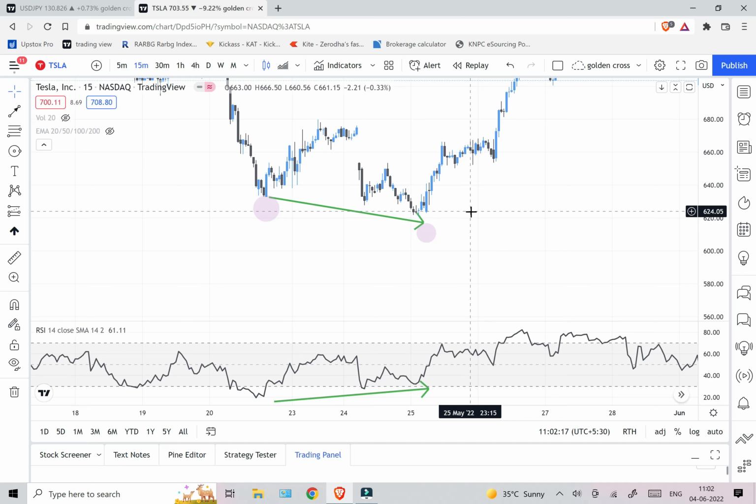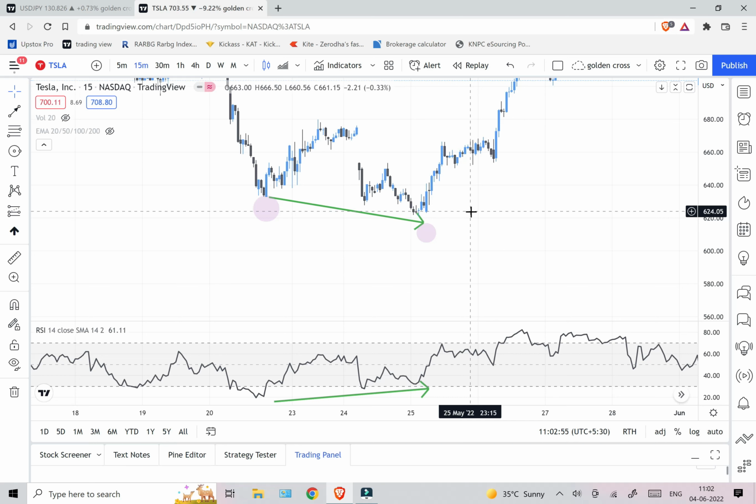Now in positive divergence, you need to find two lows. That means the price is falling down, but the RSI is indicating that the price is going to go up. That means RSI is a leading indicator. I repeat, RSI is a leading indicator. But can you 100% rely on this indicator? No. You cannot rely 100% on this indicator.